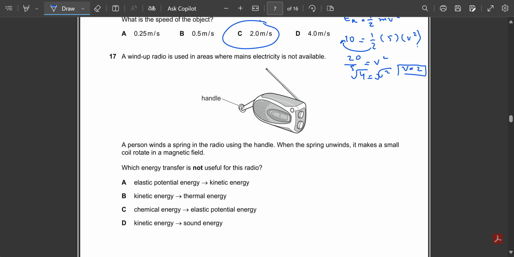Elastic potential is converting into electrical. Yes, it is converting. Electrical energy into thermal, kinetic energy into thermal, chemical energy to elastic potential energy. Yes, it's also converting kinetic energy to sound.